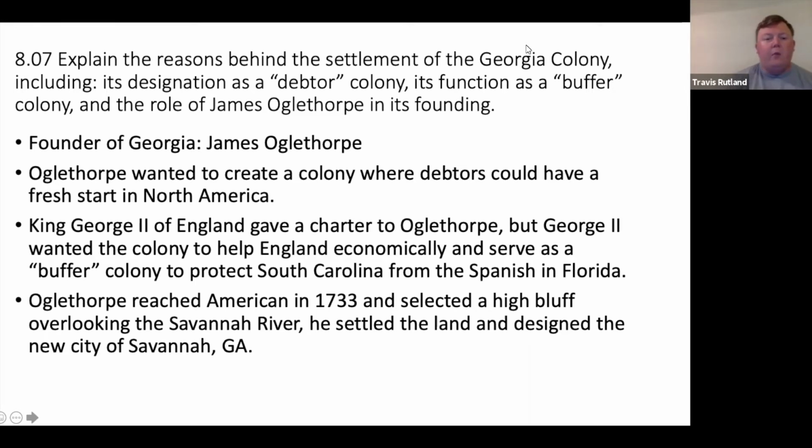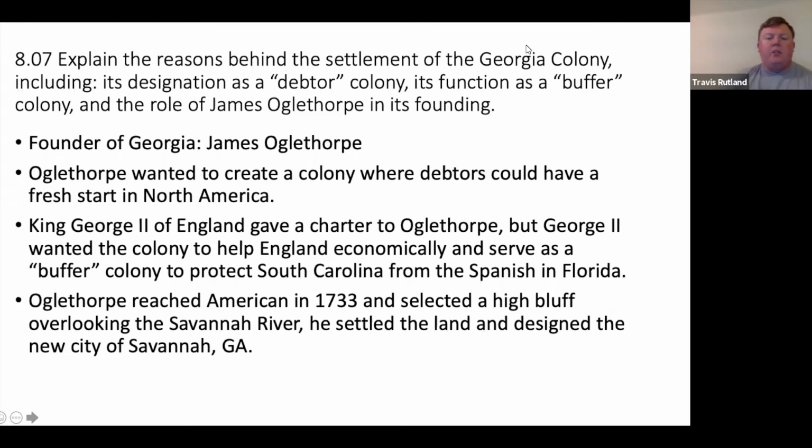Oglethorpe wanted to create a colony where debtors could have a fresh start in North America. King George II of England, though, gave a charter to Oglethorpe, but he wanted the colony to help England economically. Give them money, come up with cash crops, stuff like that, and serve as a buffer colony to protect South Carolina from the Spanish in Florida. So he wanted to put a little distance between the Spanish in Florida and the colonists in South Carolina. Georgia was supposed to be this buffer.